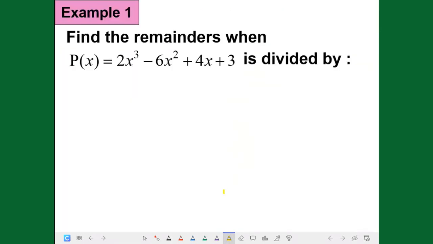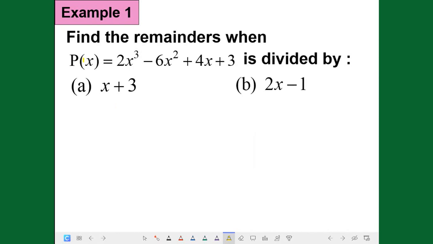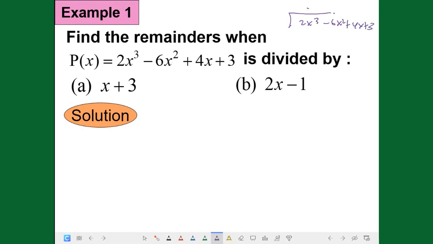Okay, example, don't worry, it's easy. Find the remainder when the polynomial P(x) is divided by this. It doesn't say using long division, so you have two methods. If it says using long division, you must find the remainder using long division. Otherwise use this method. 2x cubed minus 6x squared plus 4x plus 3 divided by x plus 3.